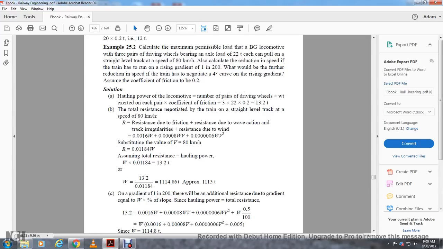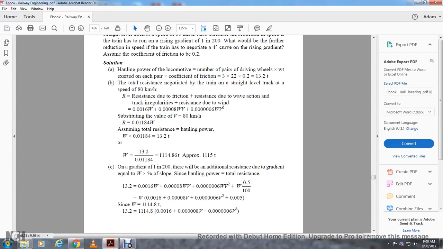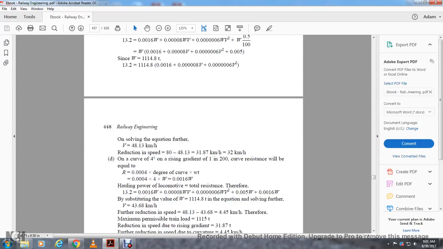On the gradient of 1 in 200, there will be an additional resistance due to the gradient, equal to the weight times the slope. The total resistance will be 1,114.8 tons. Solving the equation further gives a velocity of 48.13 kilometers an hour, so the reduction in speed is 31.87 kilometers an hour on the 4 degree rising curve with a gradient of 1 in 200.